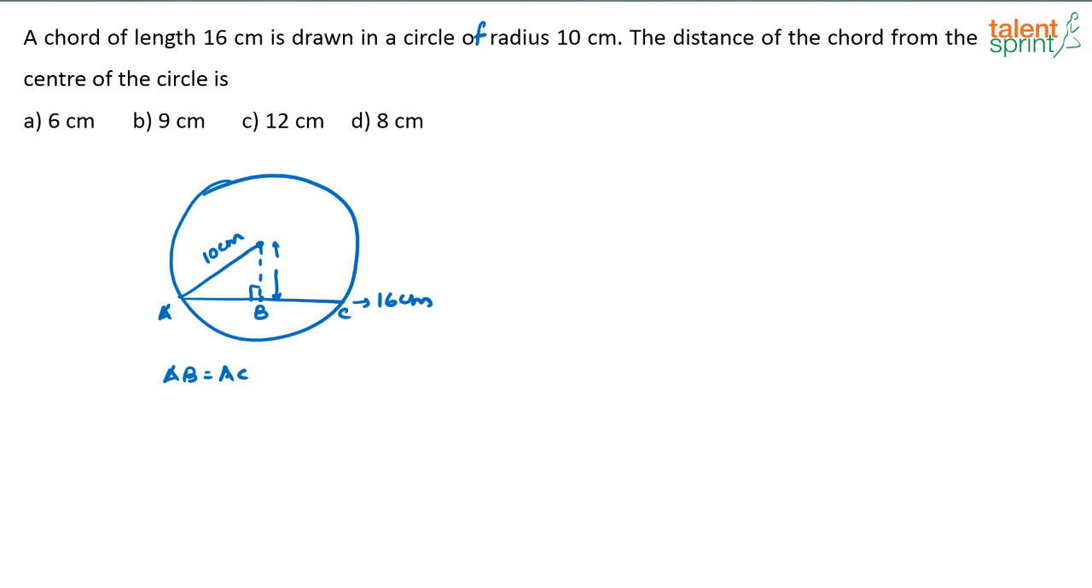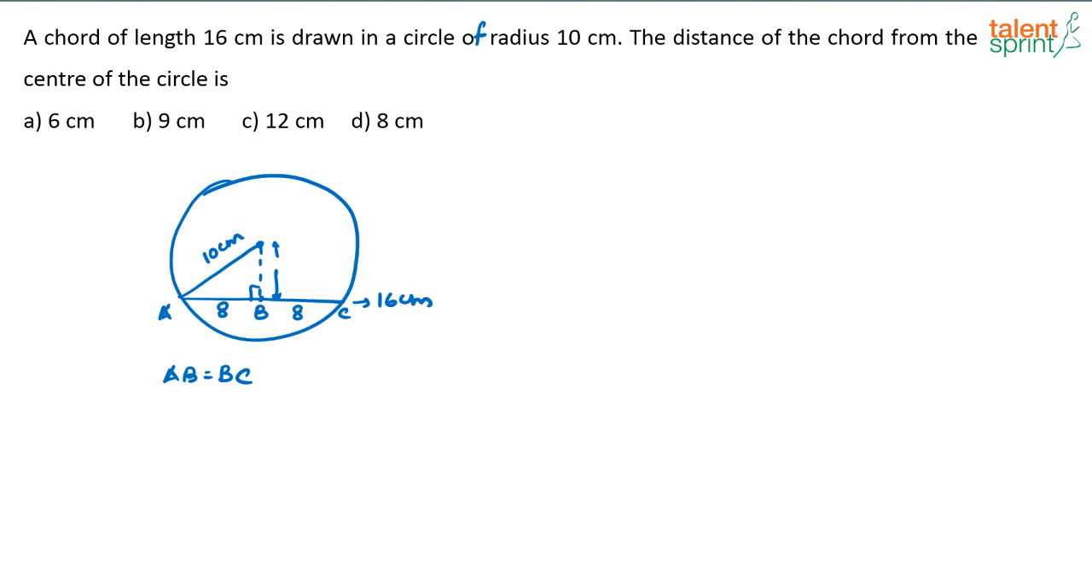So, what will be the value of AB? AB will be 8 and AB is equal to BC, right. These two halves are the same. AB is equal to BC, not AC. So, if AB is equal to 8, BC will also be equal to 8. So, this is the property that you need to know. The perpendicular from the center of a circle drawn to a chord will bisect the chord or divide the chord into two equal halves.